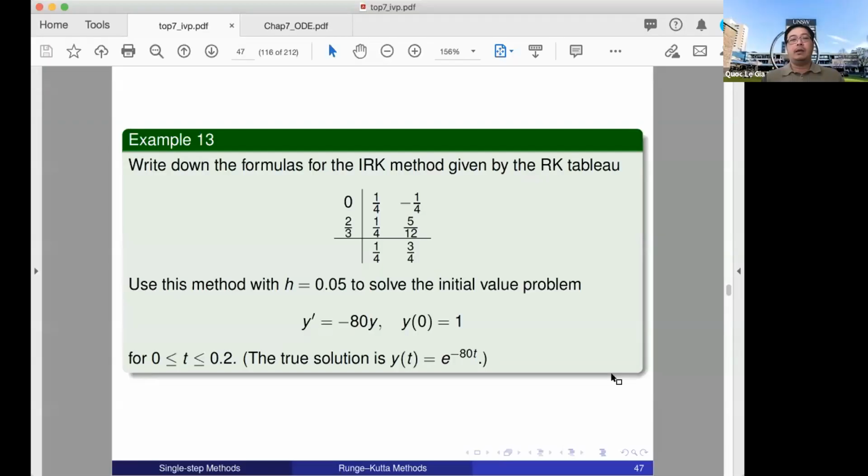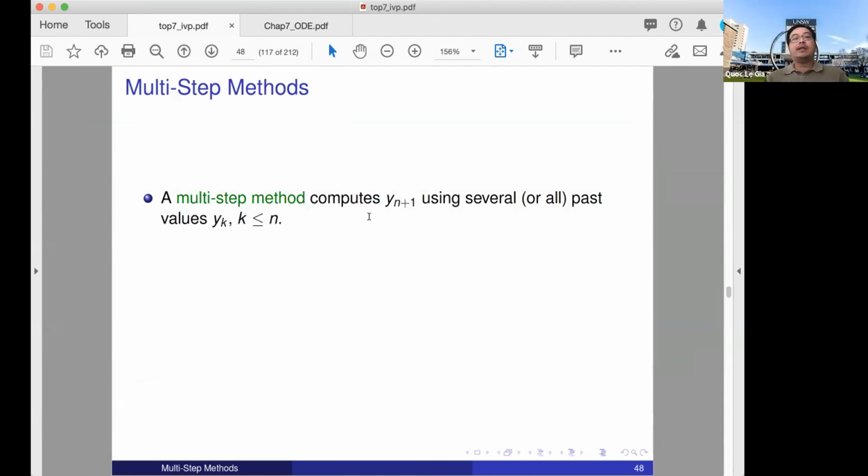Okay, so we go back to the ODE. So this one is another example of the implicit Runge-Kutta method of order 3, and now maybe we skip this, because you have done the implicit Runge-Kutta method of order 4 already. So now we move to a new topic, which is multi-step methods. So remember what we have studied: the Euler method, the trapezoidal method, Heun's method, the explicit Runge-Kutta method, implicit Runge-Kutta methods.